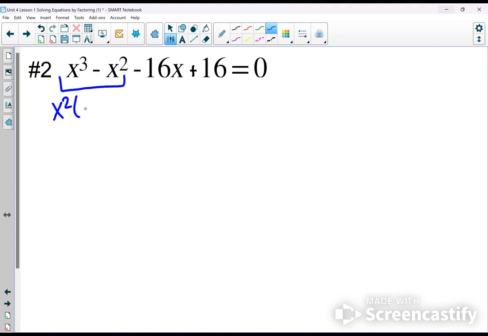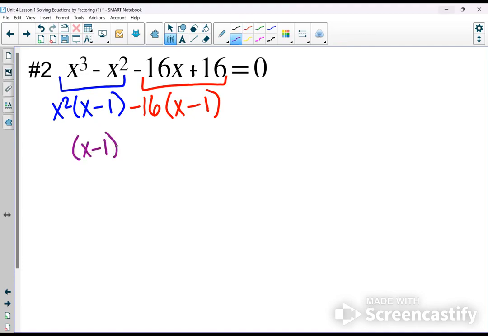I can just start grouping and taking out the GCF. These two have an x squared in common, leaving over x minus 1. If I group the second two, they have a negative 16 in common, always the sign of the third term, or the first term in your grouping, because now we could have more than 3 terms. And the good thing is, anytime you're dealing with matching parentheses, you can factor out the matching parentheses and factor into your matching parentheses times the leftovers.